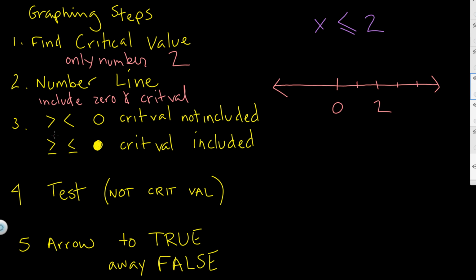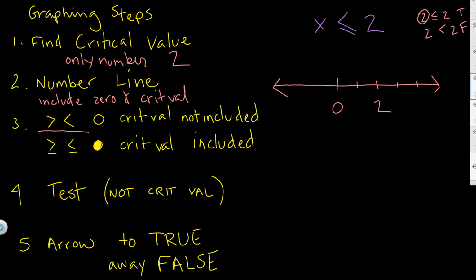Next thing we're going to look at are the symbols. Now, if we have a greater than or a less than, we're going to use an open dot at the critical value. Now, what that means is that the critical value is not included in your solution. If you remember from our definition, 2 is less than or equal to 2 would be true, whereas 2 is less than 2 is false. So the open dot and closed dot just indicates whether 2 is a solution or not.